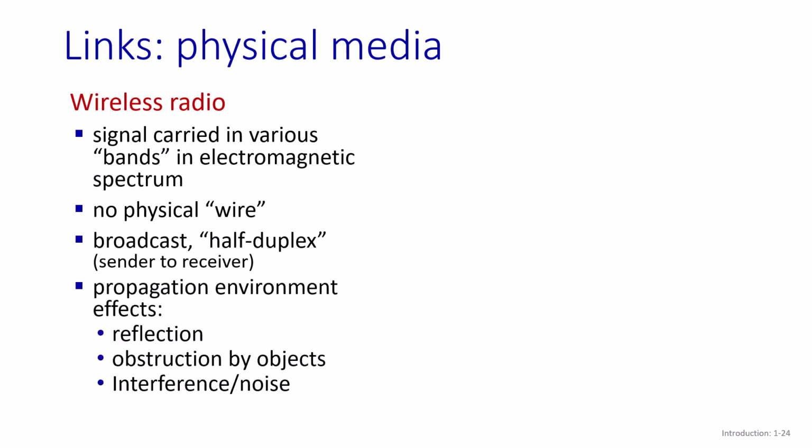And the propagation environment has some effects that we have to be aware of, such as reflection, obstruction by objects, interference, and noise. In reflection, some of our signals may be reflected back, which may reduce our efficiency. And if there are objects obstructing the way the signals are propagated, the signals will not reach the receiver. And if there is interference or noise, we may lose some information in the signal. That way we may have to retransmit that information again.